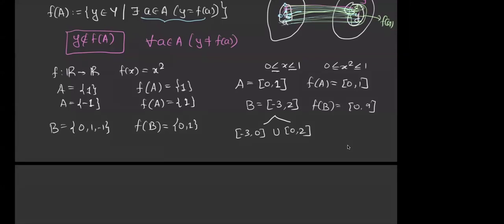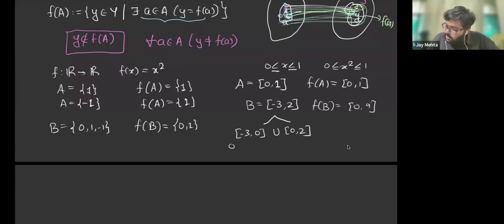Yes, sir. Then Tanya says that if x is between -3 and 0, then what is x square? Even if I square, it will be positive. So 0 to 9. And for the other set, x square will be between 0 to 4. And I have to take the union of this, so it will be 0 to 9.